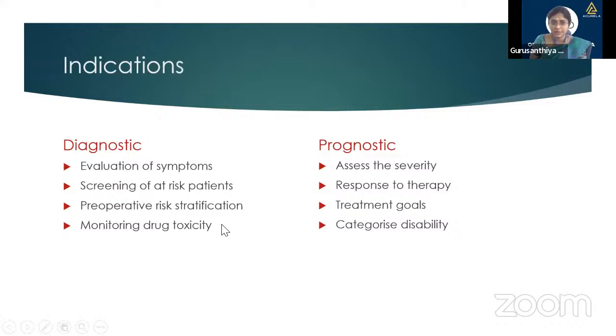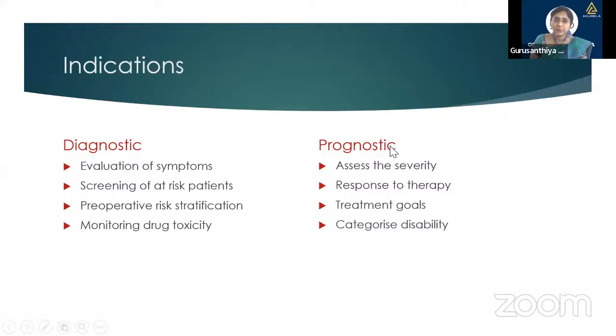And to monitor drug toxicity, especially bleomycin and the cytotoxic agents, we are using the pulmonary function test, because the changes in the pulmonary function test will become evident even before the patient presents to us with the clinical features.